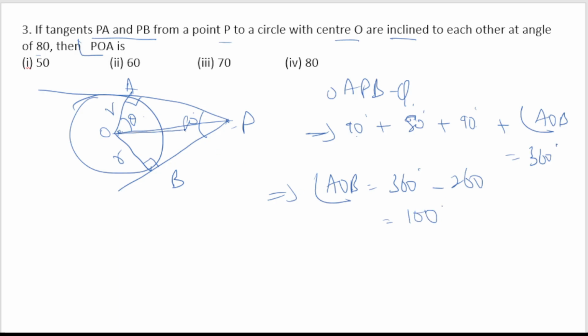See, this OP is the bisector. OP is the angle bisector of angle AOB. So angle AOP will be half of angle AOB. So this is half of 100, it is 50 degrees. First option.